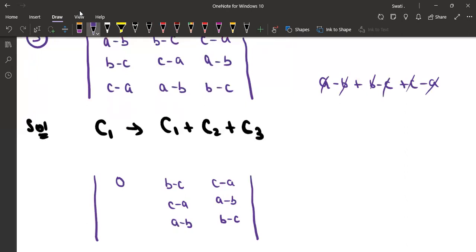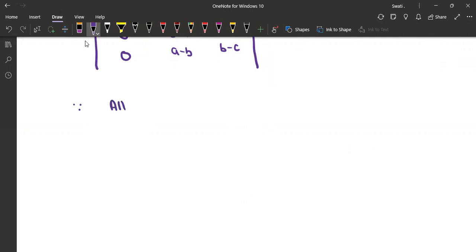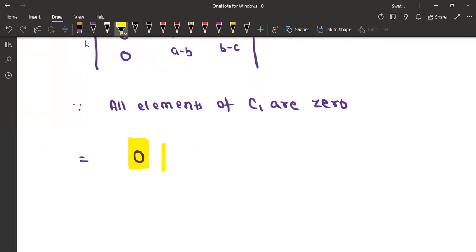Similarly, if you check for the second row, this is also going to be B minus C plus C minus A plus A minus B. Everything will be cancelled, it is 0. Similarly here also. Now again, we are going to use a property of determinant. If in a matrix any one row or any one column has all elements 0, then the value of that determinant is 0. So since all elements of column 1 are 0, therefore the value of the entire determinant is going to be 0, and this is the answer.